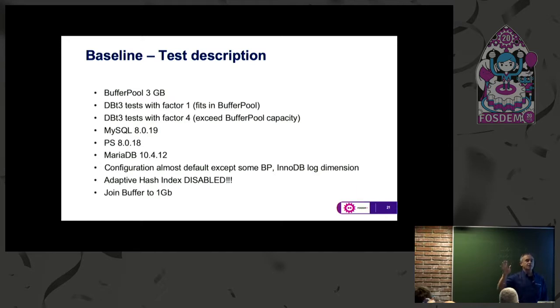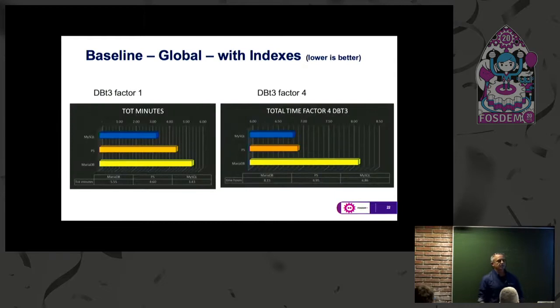I had adaptive hash index disabled, and the buffer pool set to 1 gigabyte for one specific reason: I don't want to spill on disk as much as I can. Everything should be in memory.